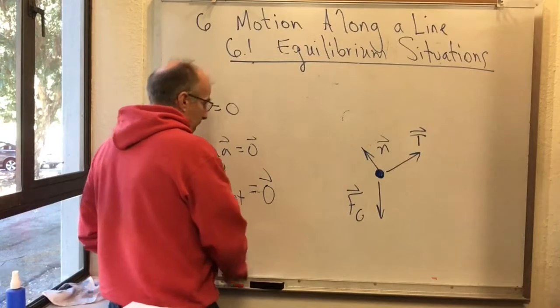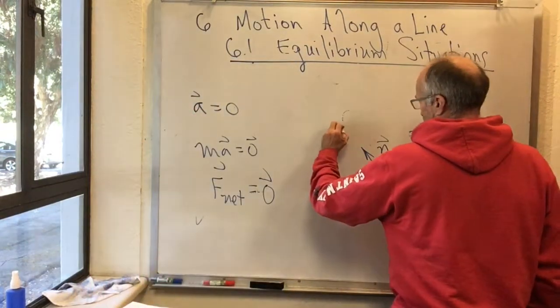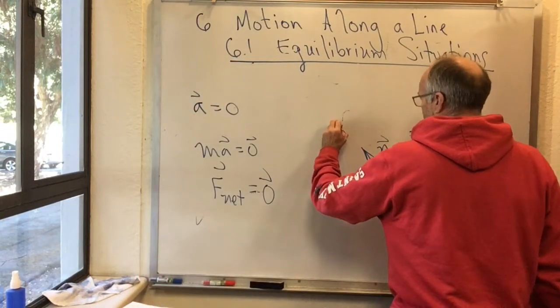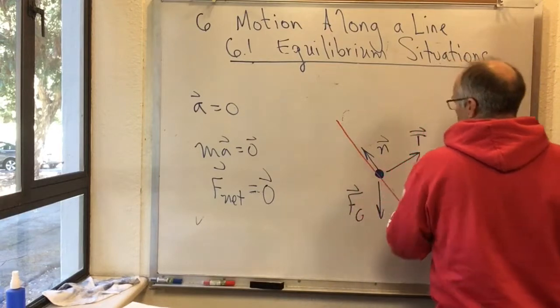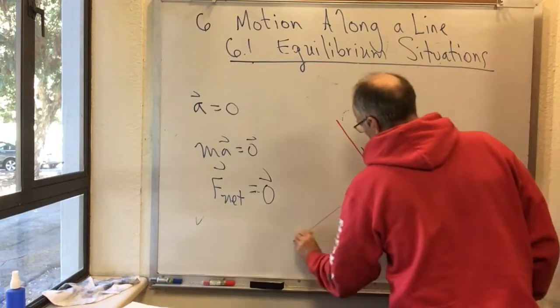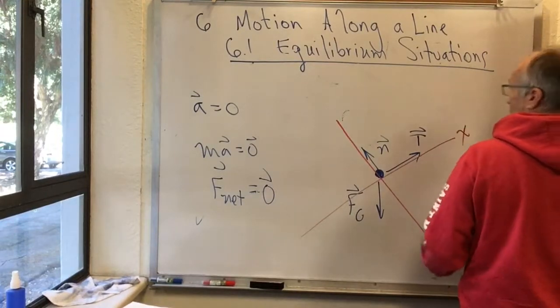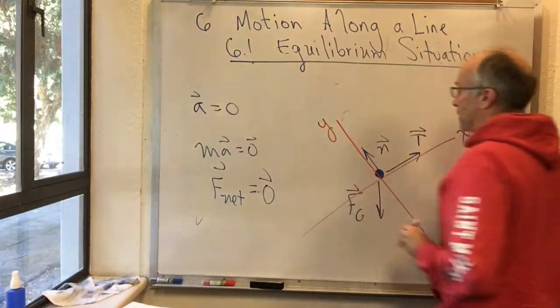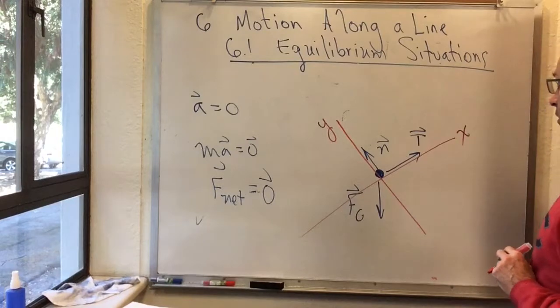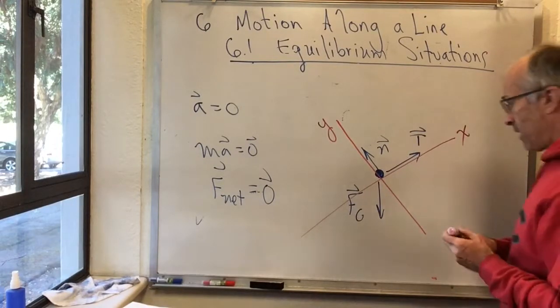Now, what does that tell us? You might think it tells us nothing, but it actually tells us quite a lot. Let's draw a useful coordinate system in here. I've drawn one axis that's parallel to the hillside. I'll call that the x-axis. And I've drawn one axis that's perpendicular to the hillside. I'll call that the y-axis.